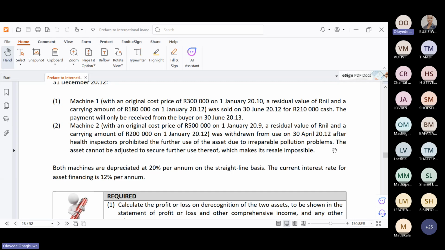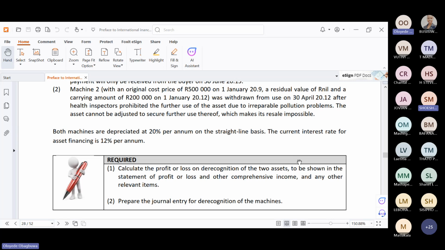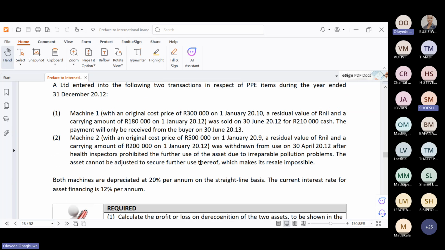The current interest rate for asset financing is 12% per annum. Calculate the profit or loss on the recognition of the two assets to be shown in the statement of profit or loss and other comprehensive income and any other relevant item. Prepare the journal entry for the recognition of the machine. So this example is just to also give us understanding of how to deal with recognition.